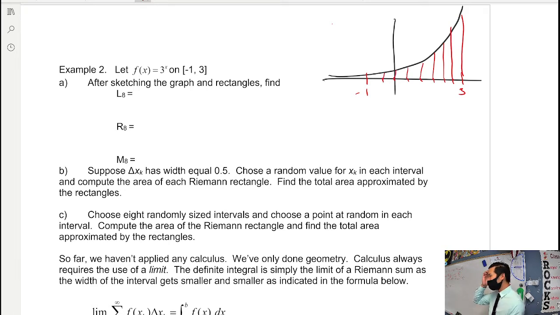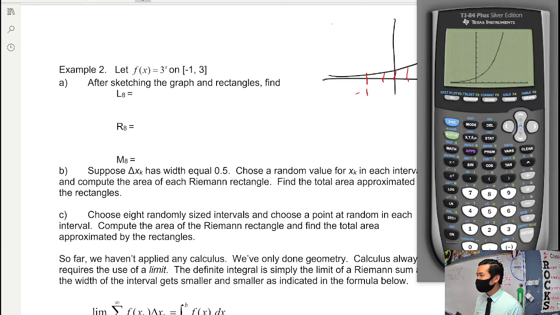So those are the 8 rectangles. Don't worry about sketching the RRAM and the LRAM just yet. Your question, Jasmine, was how did I graph it? No, how do you go to your list? Ah, how do I go to my list? Stat, edit.